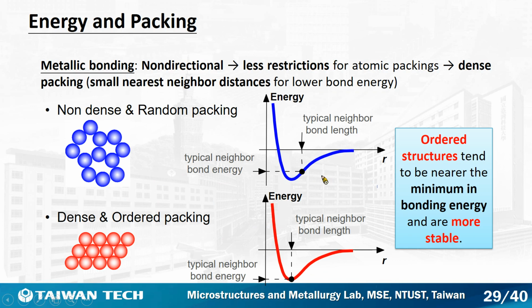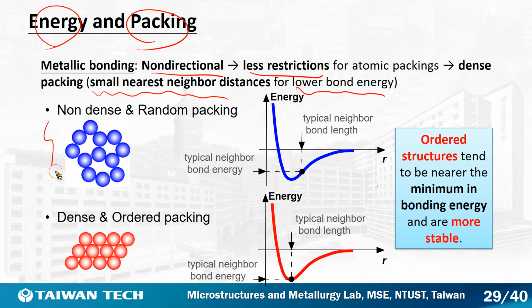And then let's talk about packing and the relationship with energy. We know that metallic bonding should be non-directional. Non-directional means that there will be fewer restrictions for atomic packing, right? So it should be dense packing for metallic materials, because it will have the lower bond energy with the smallest neighbor distance. For example, this is a non-dense structure with random packing.